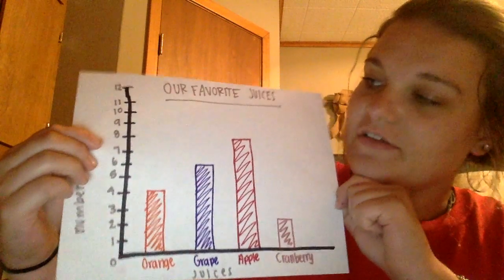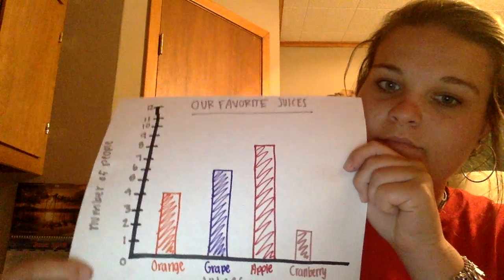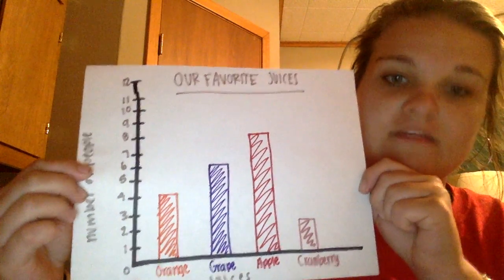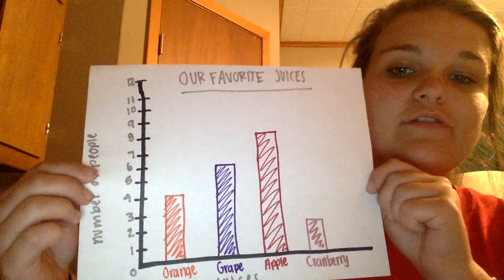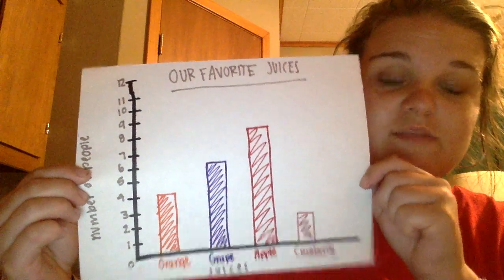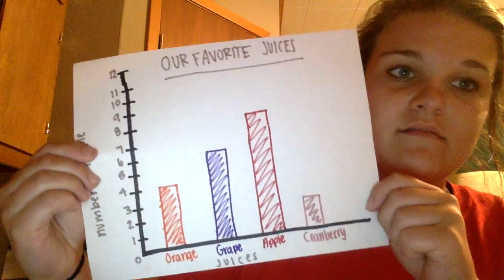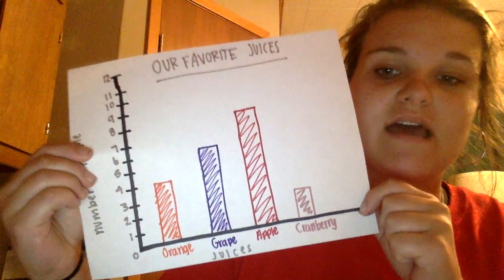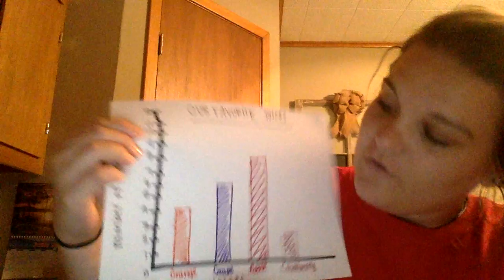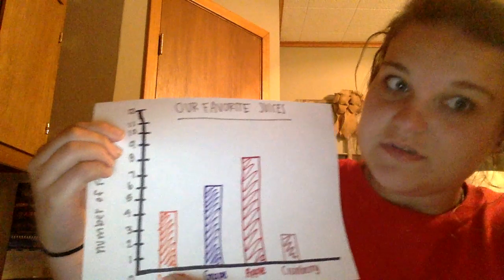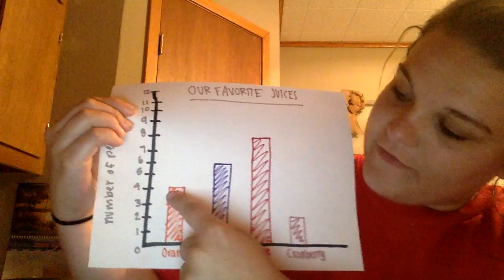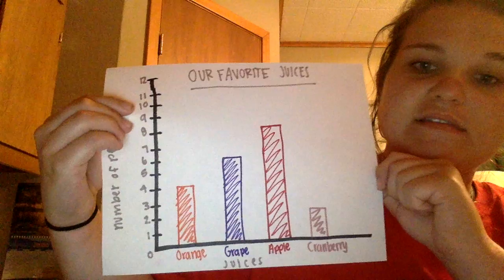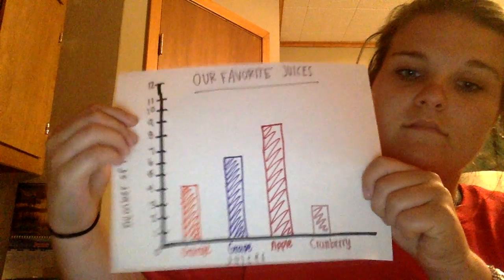Do you see how there are numbers on the side of the graph? Yes, very good. That is the number of people that like the juice. These numbers are the frequency or the value that corresponds with the bars on the graph. These numbers tell us how many people like a certain type of juice. For example, you can go to orange juice. You can go up the graph and see that 4 people like orange juice. Does everyone see that? Good.